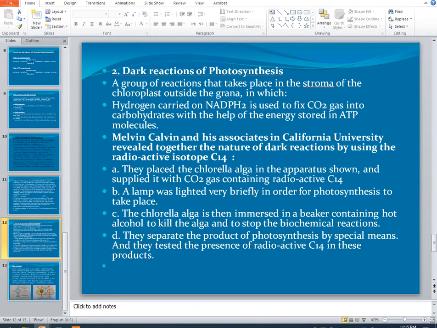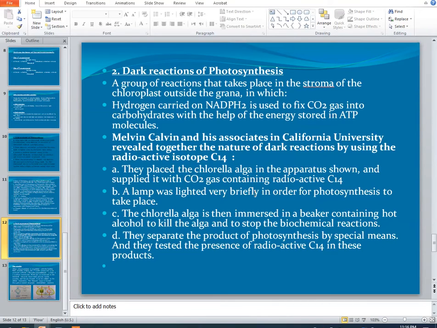Also, the dark reaction of photosynthesis is a group of reactions that take place in the stroma of chloroplasts. What happens in the dark reaction is that hydrogen carried on NADPH2 is used to fix carbon dioxide into carbohydrates with the help of energy stored in ATP.